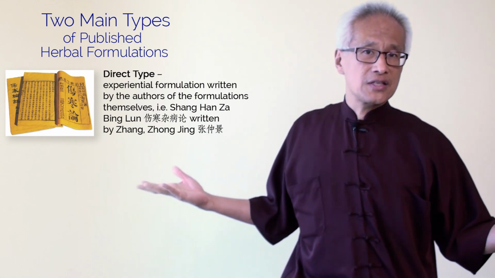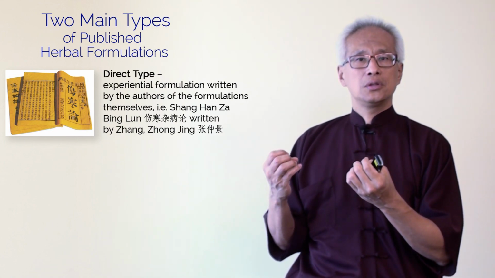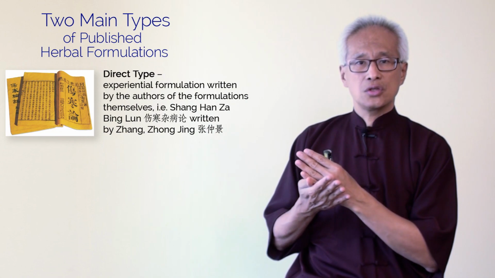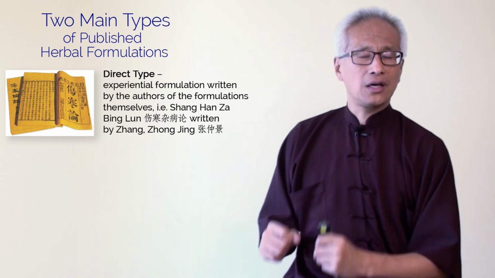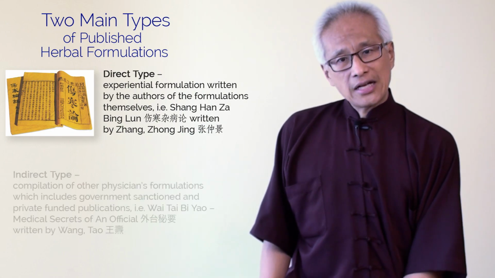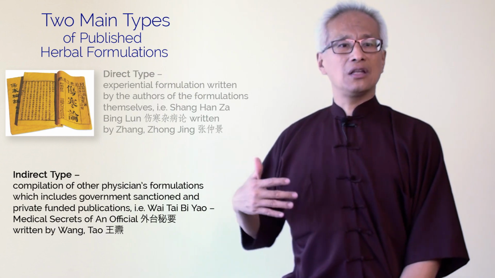For example, Shanghan Zabing Lun is a very good case where Zhongjing wrote some of this formula that he's aware of, that he has created, that has worked really well. So that's a direct type. Then the second type is an indirect type. Well, indirect type is more compilation, or shall we say collection.